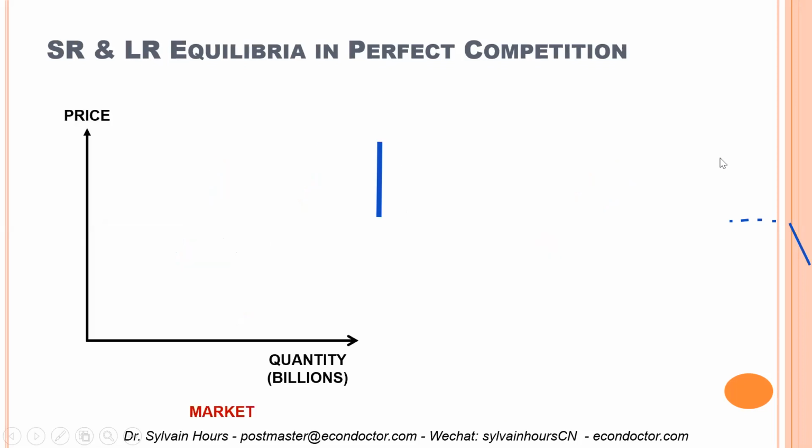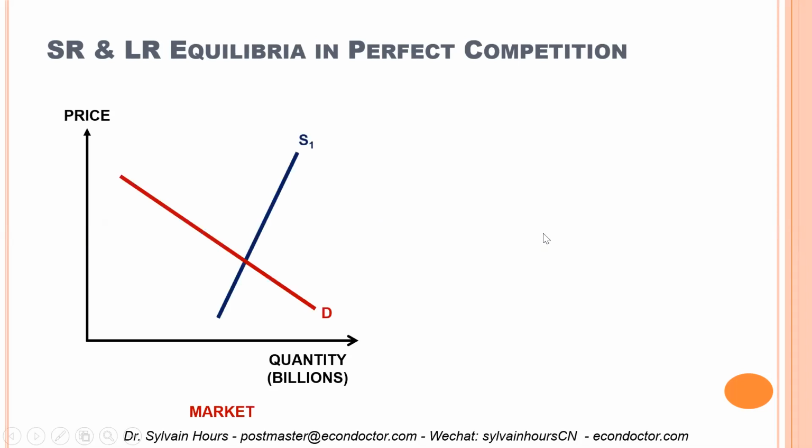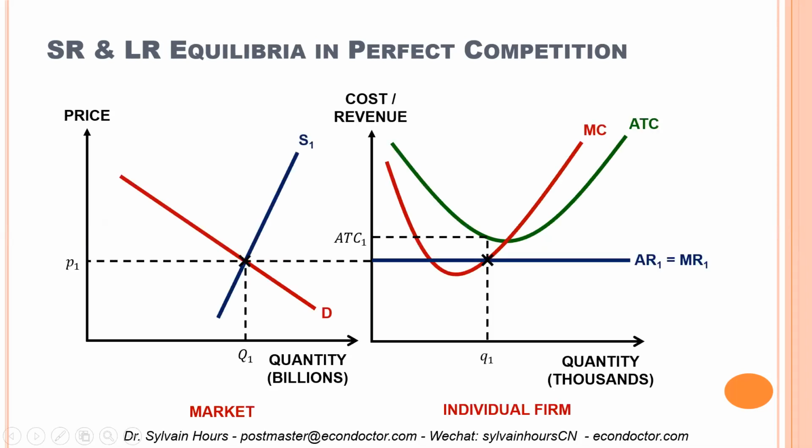Okay, let me erase that. All right, and the other case, I'm going to go very fast. The other case is the opposite. When in the short run, each individual firm makes a loss, loses money, negative economic profit, the price is lower than the ATC. The price is lower than the minimum of the average cost. You can put it this way.